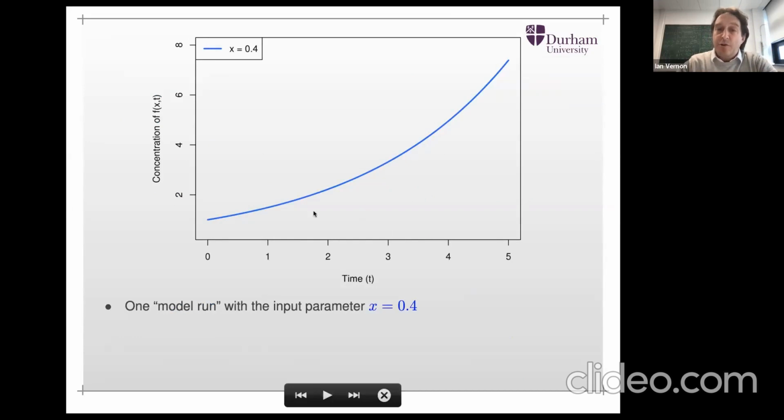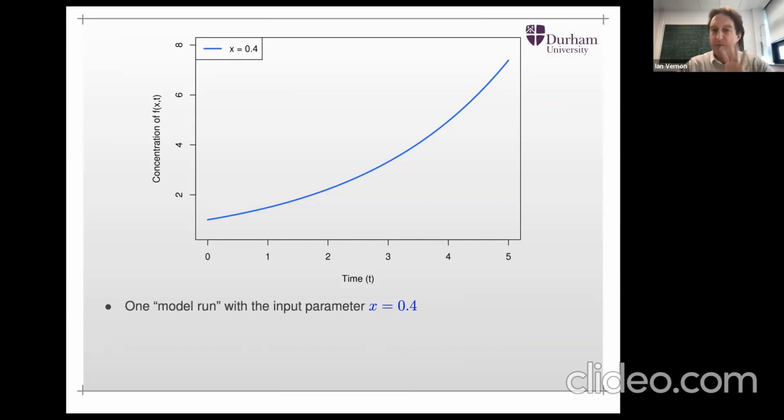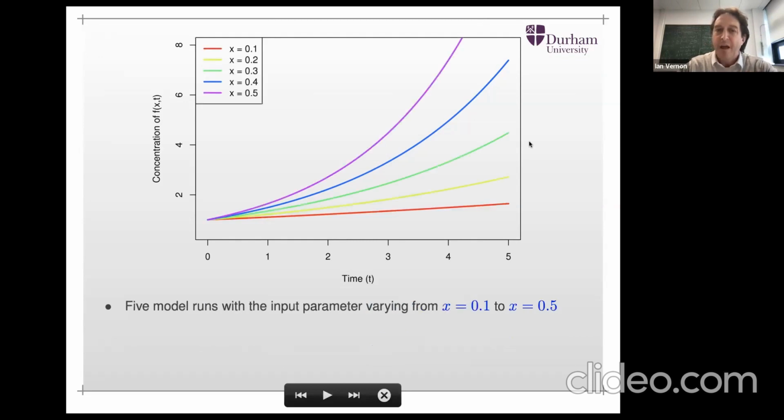Okay, so now we can just do this. One model run: I pick x = 0.4. That's my transmission rate. I run the model. It looks like that. Again, I'm keeping it dead simple just so we can see it. And that's all fine. If we didn't know this, we'd have to numerically solve it on a computer. That might take some time. But I can run the model in lots of different places. I can choose x to be 0.1, red line.